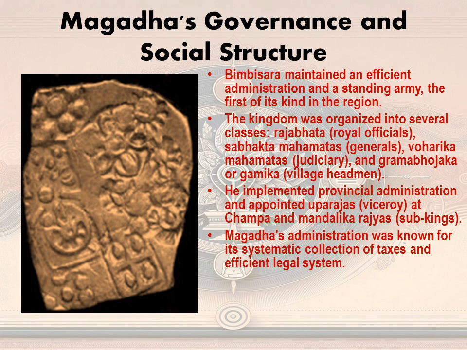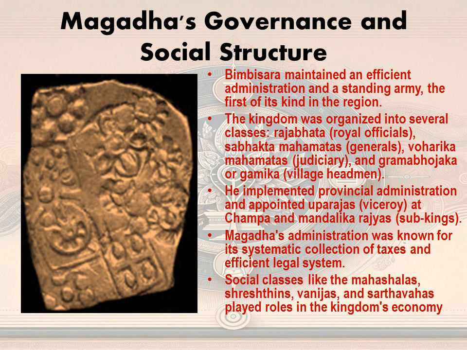Magadha's administration was known for its systematic collection of taxes and efficient legal system. The legal system was very efficient because we find Voharika Mahamatyas, who were the judiciary officials working very hard to keep up a proper, non-corrupted legal system, and this was also supported with proper collection of taxes from all around his territory.